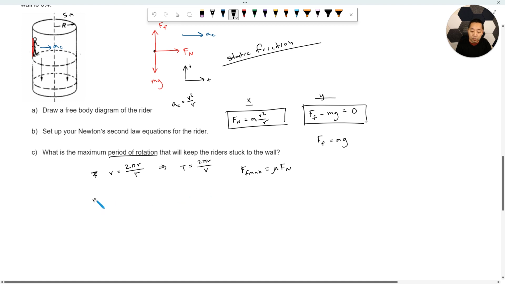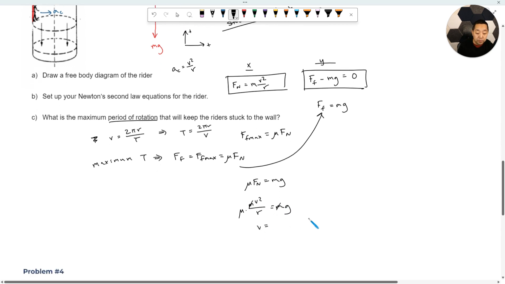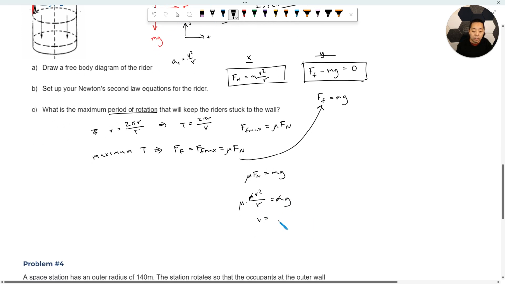Okay, so a couple of things we have to identify. One, in this instance, for maximum T, that implies the frictional force has to equal the maximum frictional force, which equals mu times F_n. Okay, so then we're going to put that into our equation here. So we're going to say mu F_n has to equal mg, and then F_n is m v squared over r. So then the m's cancel. And you can solve for v, by the way, which is going to equal the square root of r g over mu. Okay, so let's calculate what that v is.